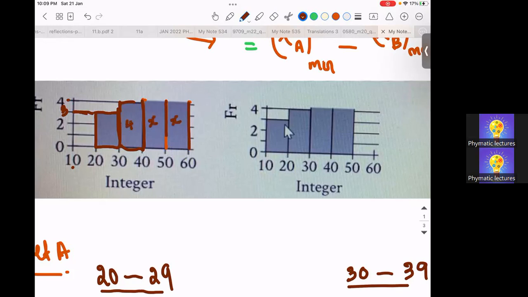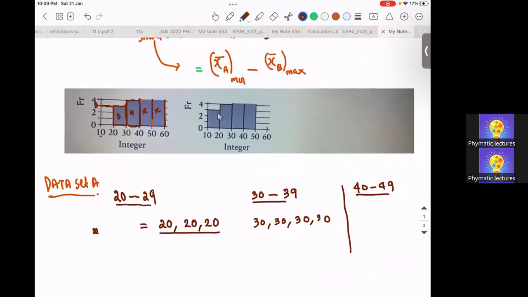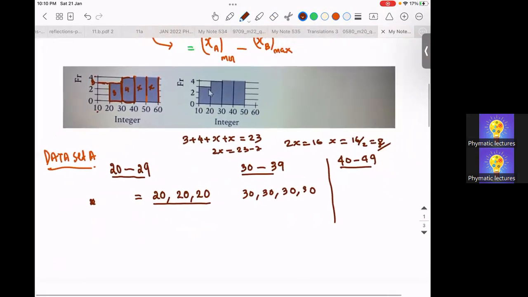And we know this consists of 4 and this consists of 3. In this question, it is very clear that altogether there are 23 integers. So 3 plus 4 plus 2x has to be 23. From that you can easily find the height of the histogram for 40 to 50 and 50 to 60. How? 2x is equal to 23 minus 7, so 2x is equal to 16, or x is equal to 16 upon 2, that is 8. Hope you got it. So between 40 to 49, there are 8 integers.